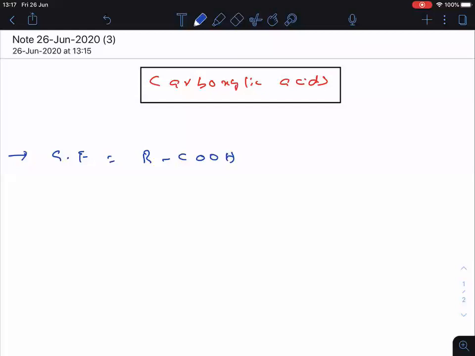Clear? Next, according to the IUPAC system, carboxylic acids are called as what? Oic acids. Carboxylic acids are known as oic acids according to the IUPAC system. Clear?